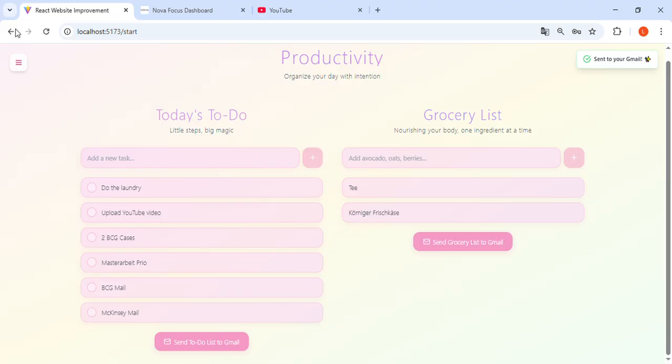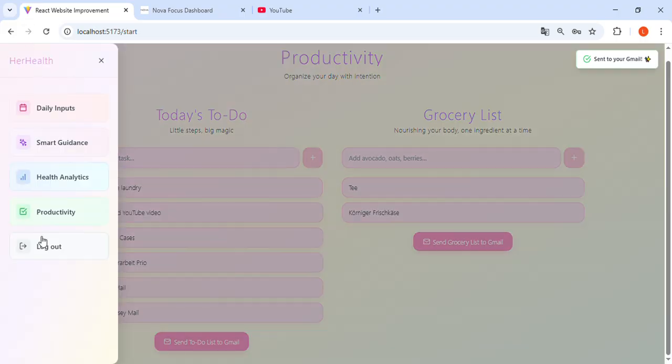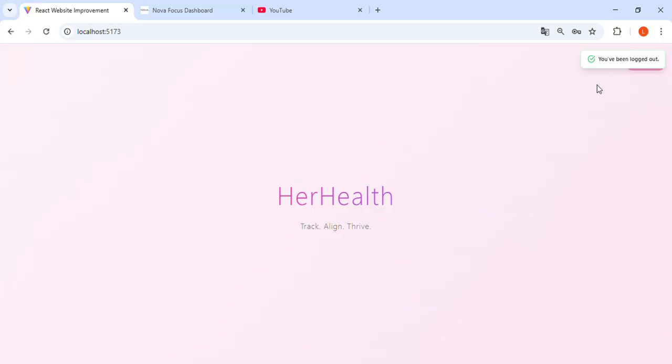And I think this is already it. Now let's log out together. Okay, we see the logout was successful, and this is HerHealth.